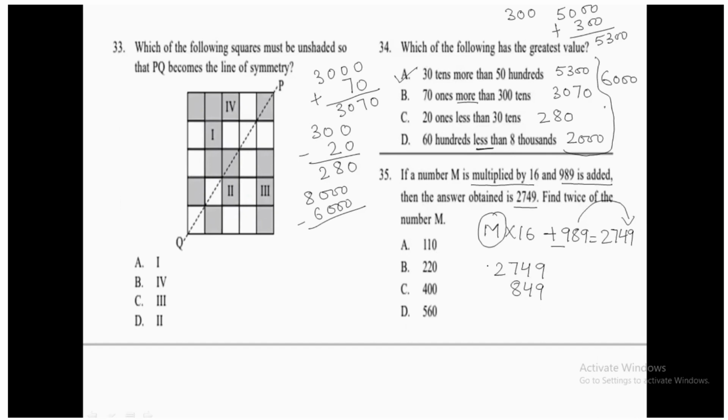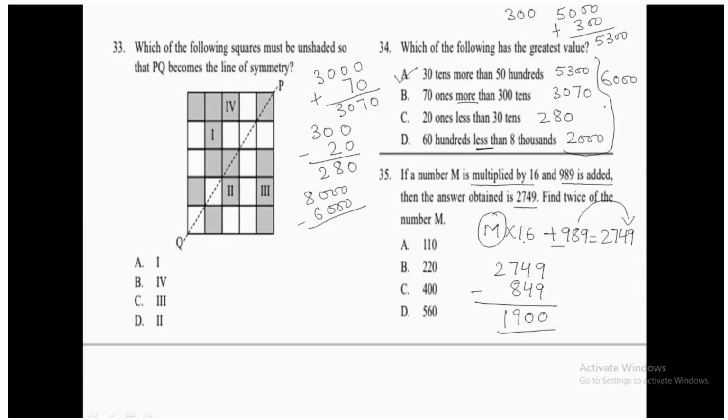So first number is 2749 and next number is 849. After subtracting them, 4 minus 40, 7 minus 8 we cannot subtract. So 17 minus 8 we are getting 9 over here and it is 19. So what are we getting? We are getting 1900 only, correct? Now we are done with that.